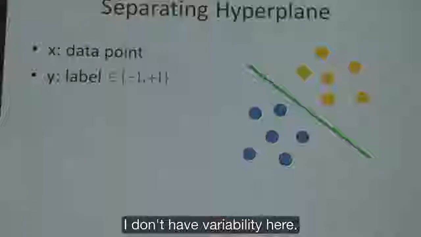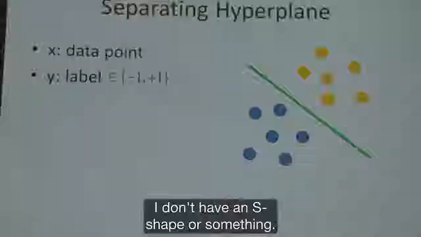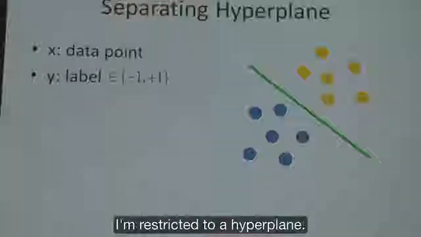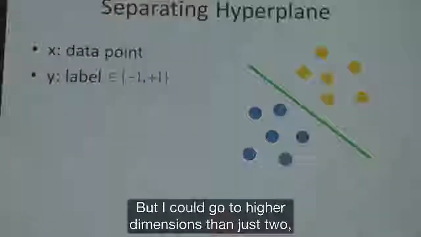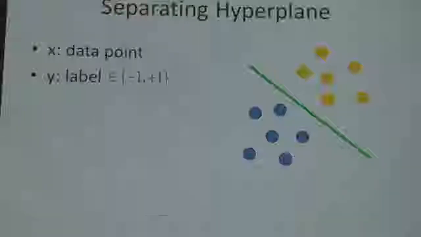I don't have the variability here. I don't have an S shape or something. I'm restricted to a hyperplane. But I could go to higher dimensions than just 2, so it's not just a line.